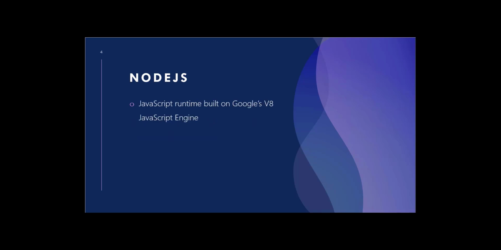What enables Node.js to do so? How does it create the environment? Node.js is a JavaScript runtime built on the Google V8 JavaScript engine, which creates an environment for JavaScript to be executed on the server side. But in simple terms, you can say that Node.js is the backend that is built on JavaScript.